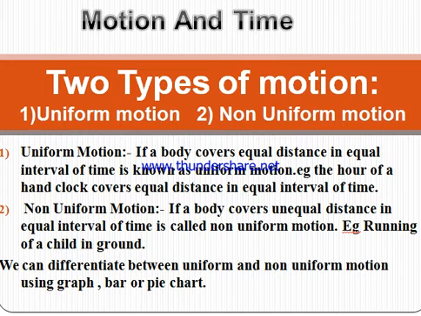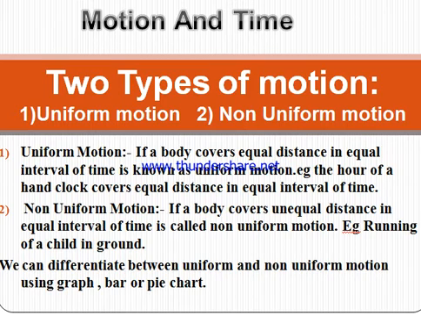More examples are the motion of the earth. Earth is regularly moving with a fixed speed, so it covers a fixed distance in a fixed interval of time, called uniform motion. Next heading is non-uniform motion.